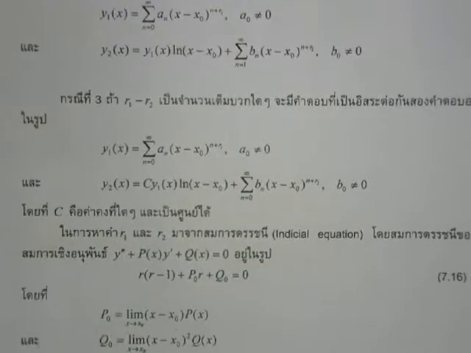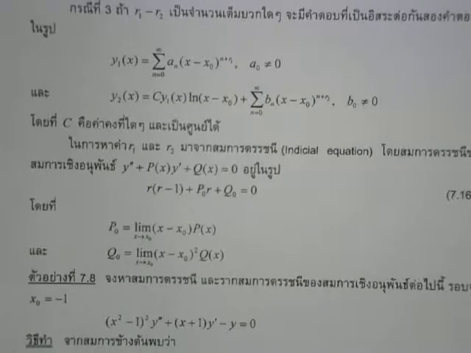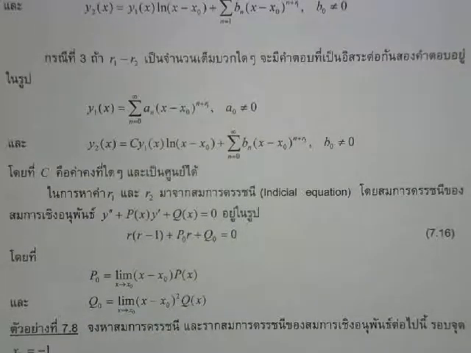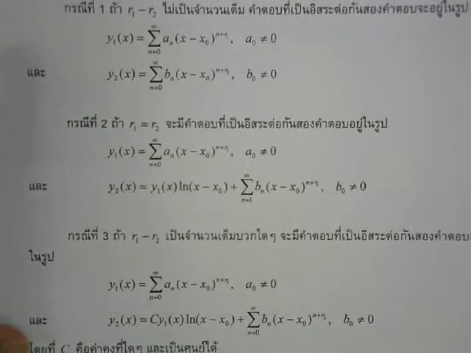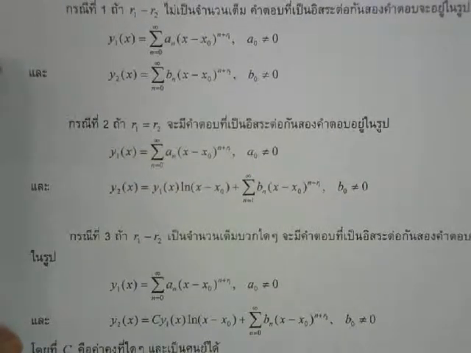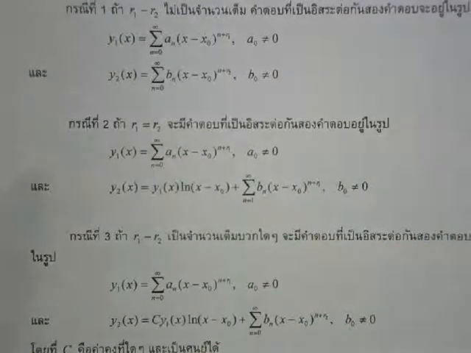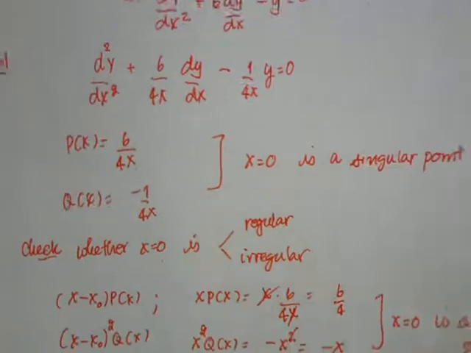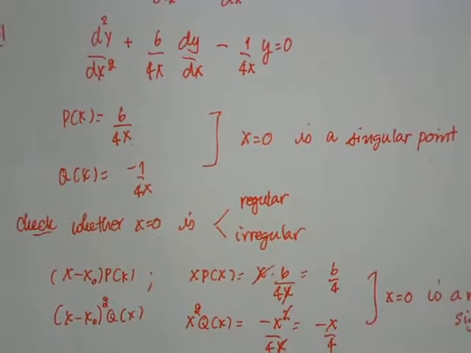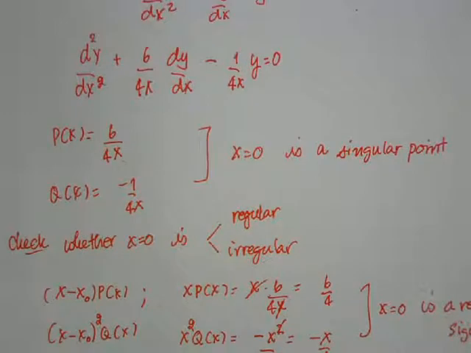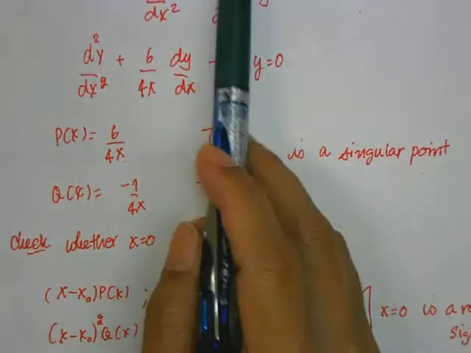Now let's take a look at the example. This one is in the textbook already, so you can find the information from the textbook. Okay. Let's take a look at the first example. It says to find the solution of this differential equation around x0 equal to 0.